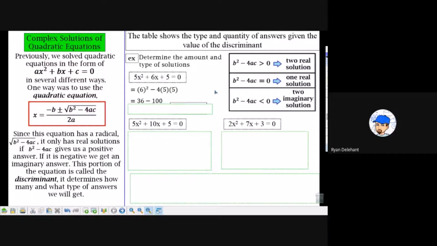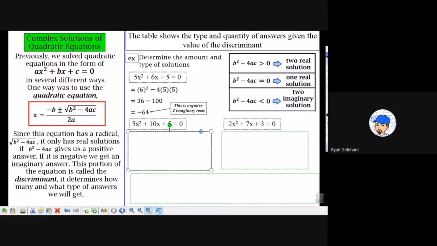What type of number is that? That's going to be negative. So that means we're going to get a negative under the square root, meaning that we're going to have complex solutions for this quadratic. I think I have imaginary. Meaning that it still will factor. It'll look like those irrational ones did, except we'll have an i in there.